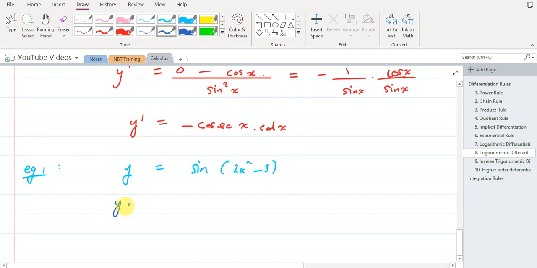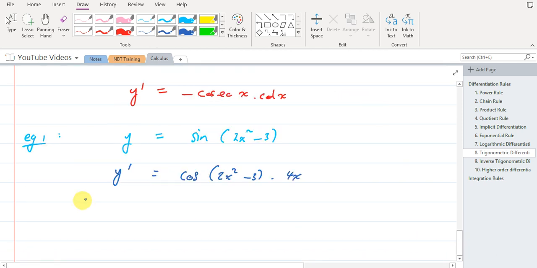So y prime is the derivative of sine of the whole thing. Think of this as an angle. What's the derivative of sine of the angle? It is cos of the angle. So cos of 2x squared minus 3. That's sorted out. And then differentiate the 2x squared minus 3. You will get 4x. So that's your final answer. Let's take example 2.